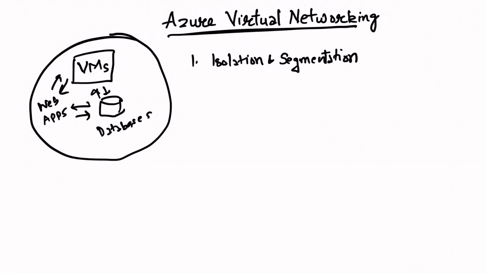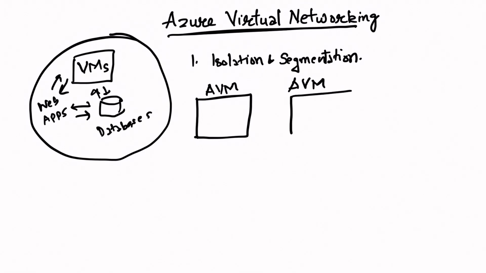First thing is isolation and segmentation. Using Azure Virtual Network, we can create isolated networks of Azure resources. These Azure resources will be using some public IP address or private IP address, but these IP addresses won't be visible outside of these networks. They will be using these IP addresses and subnets to talk to each other within that Azure Virtual Network.